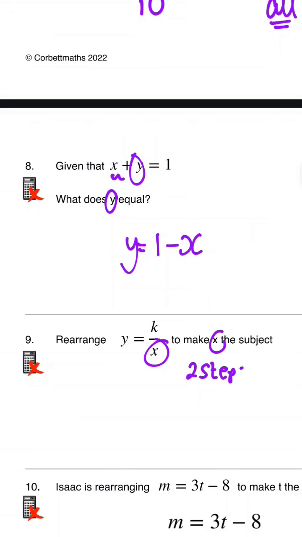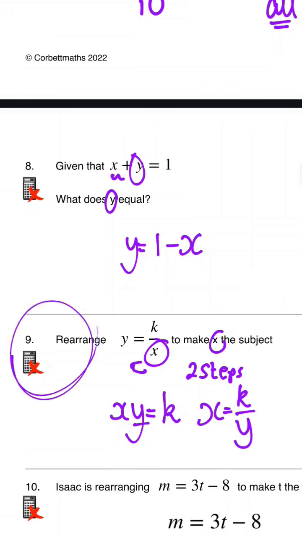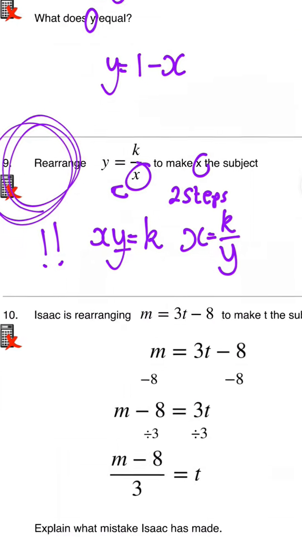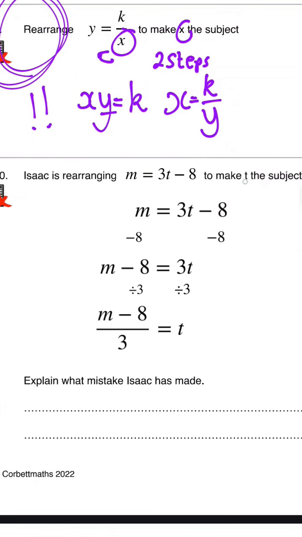This is a 2-step one. So what we need, X is in the bottom. So we're going to multiply by X to get it away from being in the bottom of a fraction. And then we're going to deal with what it's attached to. It's a difficult one, that one.